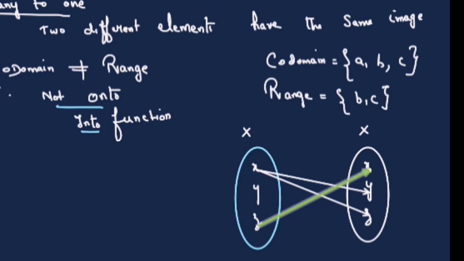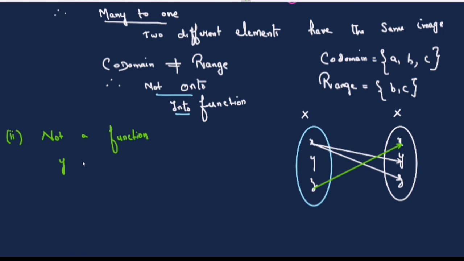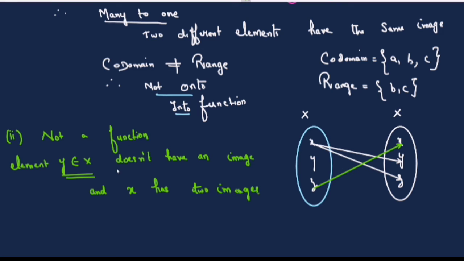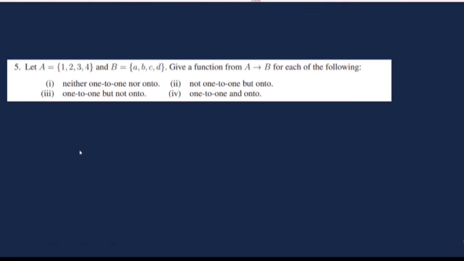Why? Give the reason. Y is not mapped. Element y belongs to x and does not have an image. Every element should have an image. So the reason you can write is y doesn't have an image. And also, what is the other reason? You can write two reasons here. X has how many images? X doesn't have a unique image. X is having two images. Therefore, it is not a function.